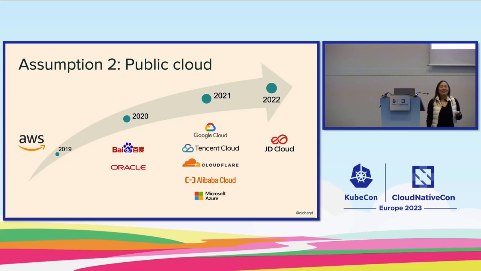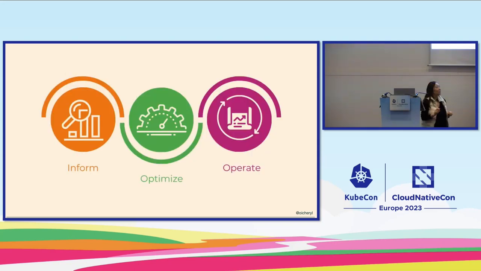Number two, you're running this on public cloud. The good news is ARM is already available in all these public clouds. But if you are running on-prem and you need to go and buy ARM servers, that would impact how you do the transition. So I'm going to assume you're running on public cloud. And I'm going to borrow the FinOps model, which is inform, optimize, and operate, for your three stages.